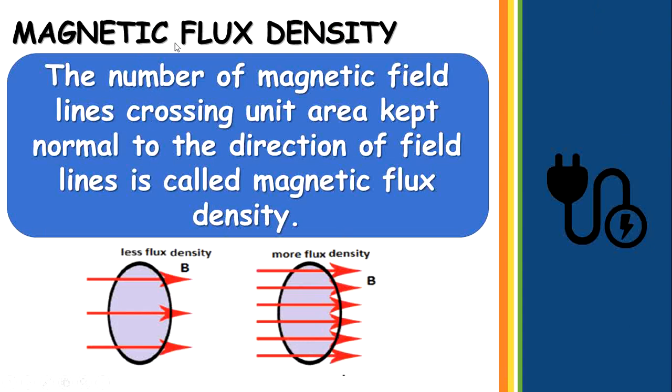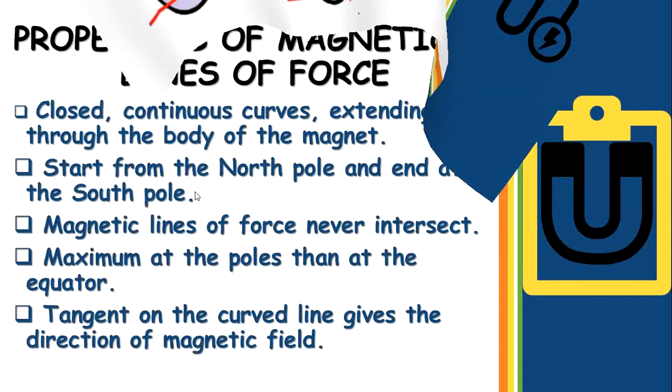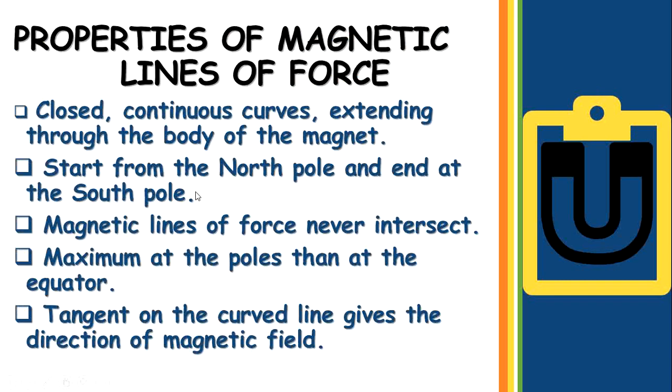What is called magnetic flux density? The number of magnetic field lines crossing unit area kept normal to the direction of field lines is called magnetic flux density.